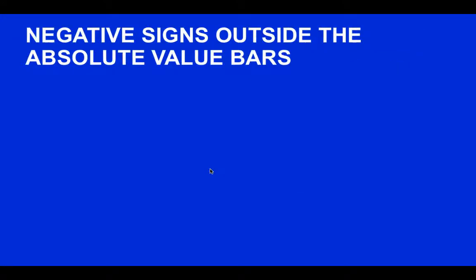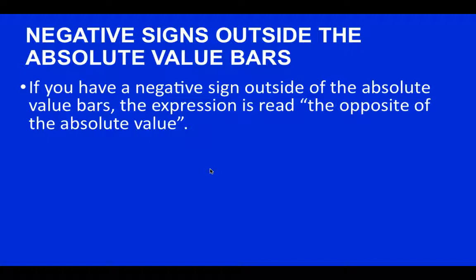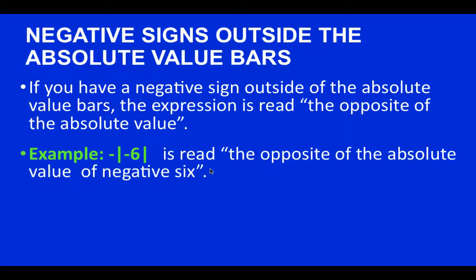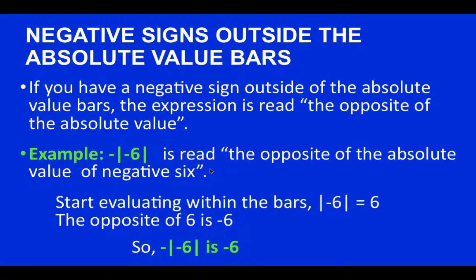Negative signs outside the absolute value bars. If you have a negative sign outside the absolute value bar, the expression is read as the opposite of the absolute value. Example, negative and then the absolute value of -6. You read that as the opposite of the absolute value of -6. Start evaluating within the bars. The absolute value of -6 is 6, so the opposite of +6 is -6.